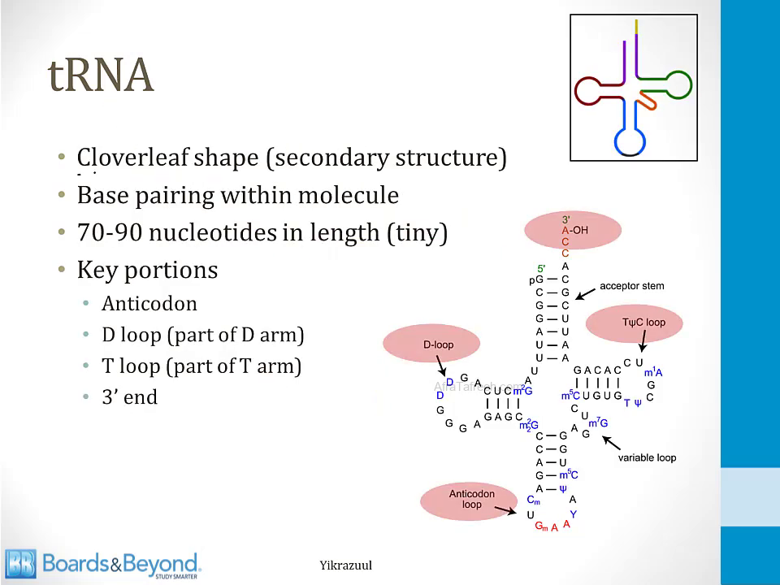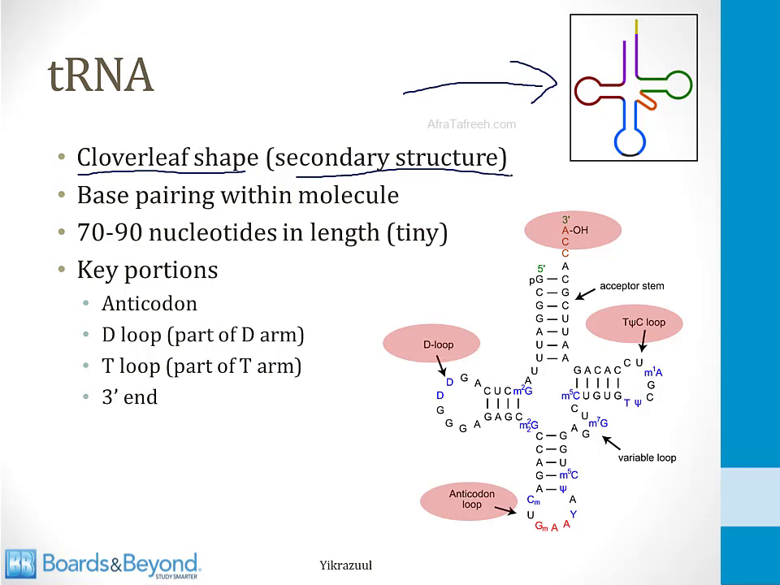tRNA has a very unusual cloverleaf shape. This is a picture of what it looks like at the top right side of the screen. At the bottom of the screen is another picture of the cloverleaf shape showing the nucleotides. The cloverleaf shape is the secondary structure of tRNA. The primary structure of the molecule is the sequence of nucleotides. The secondary structure is how it folds into the cloverleaf shape.